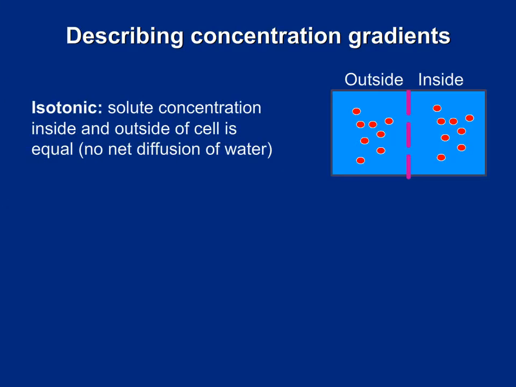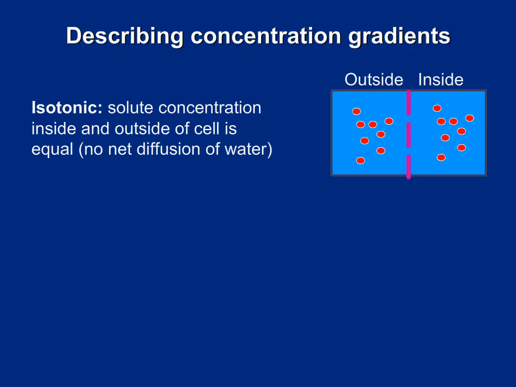Now we use the term tonicity to talk about the concentrations of solutes both inside and outside of the cell. For example, an isotonic solution would be a solution that has an equal solute concentration to the inside of the cell. If you take a look here, you can see that we have the exact same ratio of solutes to water both inside and outside the cell. And remember here that the membrane is probably impermeable to our salts or solutes, and so water is going to be doing the moving back and forth.